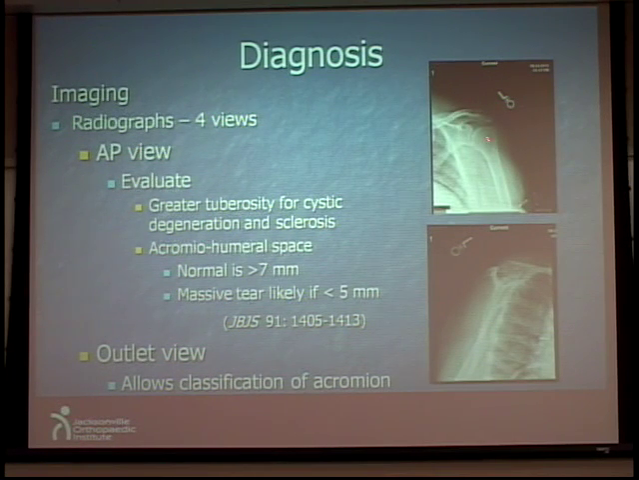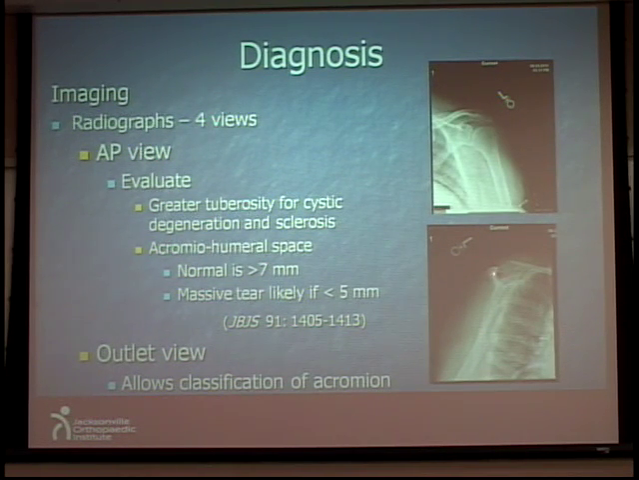The AP view is here, and you can inspect for the glenohumeral joint. You look at the acromion and look at the distance between the greater tuberosity here and the acromion. If it's normal, there is good spacing there. If the rotator cuff, which is in between that space, is torn, sometimes the space will be diminished. And if it's less than 5 millimeters, often there's very significant tearing there.